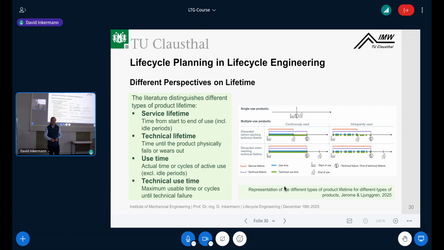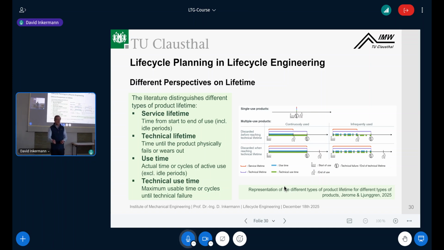This is one dimension, and the other one is the question, when is the product replaced? And here you can see there are also two scenarios basically. It is discarded before reaching technical lifetime, before there's a technical failure, or it is discarded when a technical failure is occurring. So our example of the wind turbines is matching with the infrequent use also, but also discarded before reaching the technical lifetime. And that is again pointing out that we really have to take different perspectives when evaluating the lifetime.